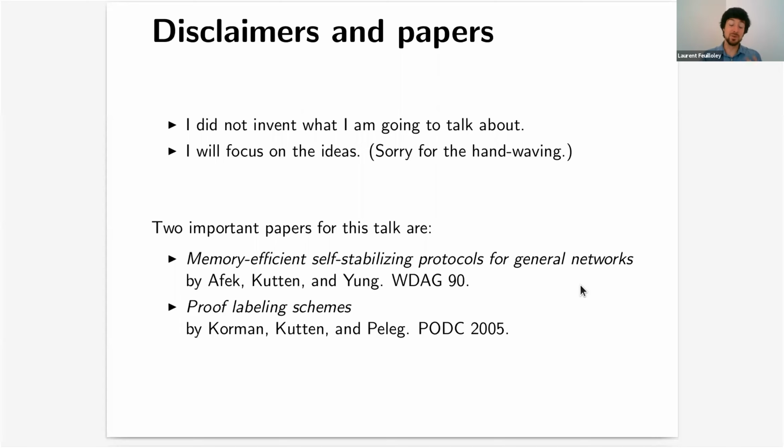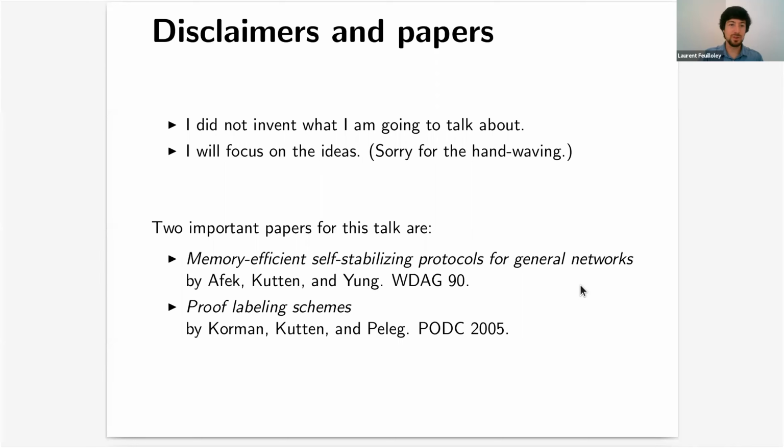And also I will not cite so many papers, again, because I think that's not something that is immediately useful for people who are not from this exact area. But still, I want to cite two important papers. Of course, there are others, but I want to single out these two papers. So one is Memory Efficient Self-Stabilizing Protocol for General Networks. And what I will talk about more precisely on spanning tree, it originates from there. And the other one is Proof Labeling Scheme, which gives the more general framework for local certification.